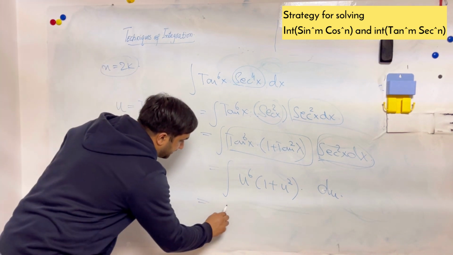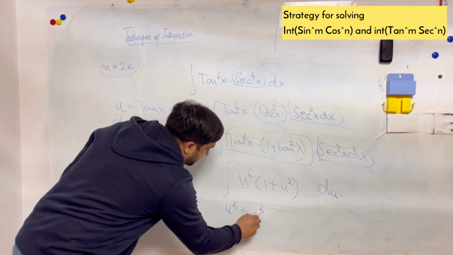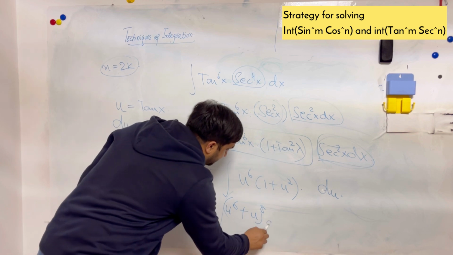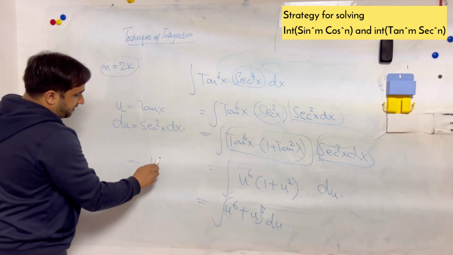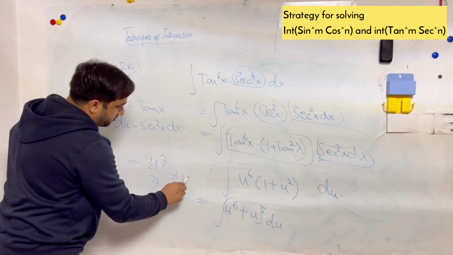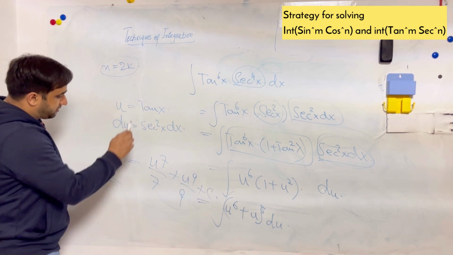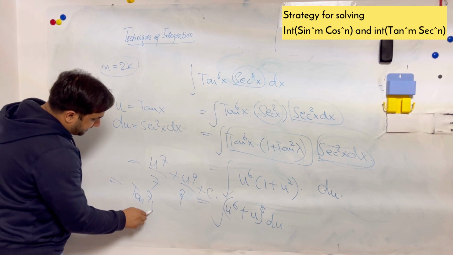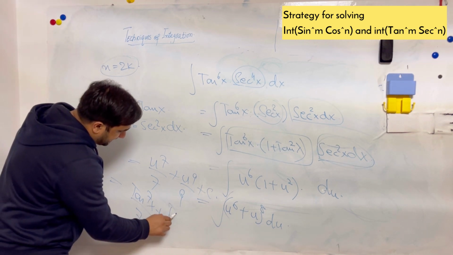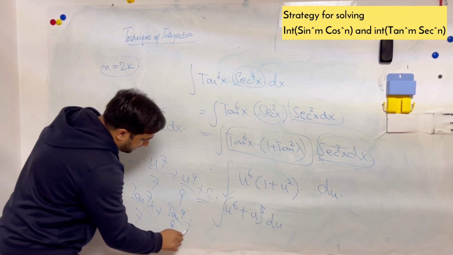It will be the integral of u^6 plus u^8 du, and it will be u^7 by 7 plus u^9 by 9 plus c, but u is equal to tan x, so it will be tan^7 x by 7 plus tan^9 x by 9 plus c.